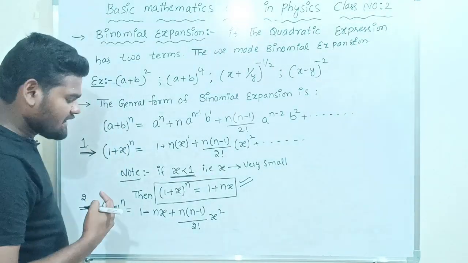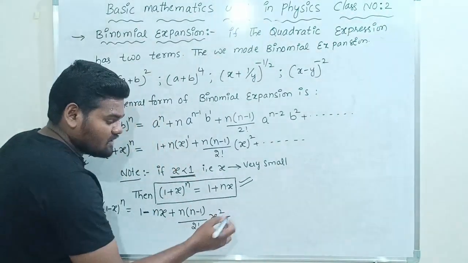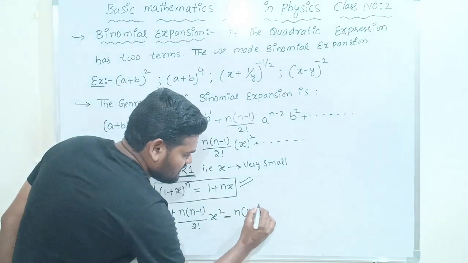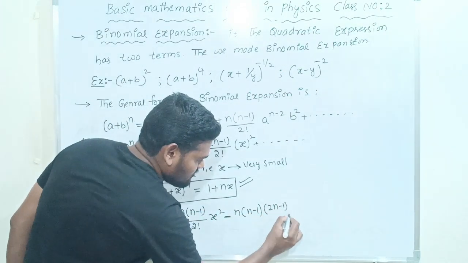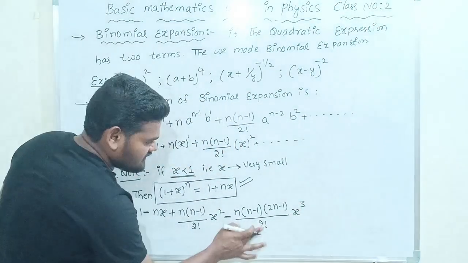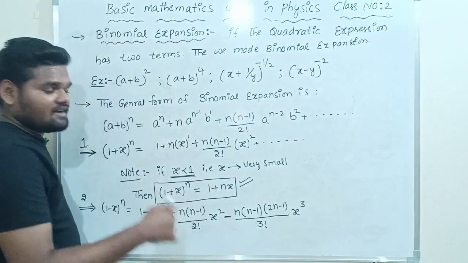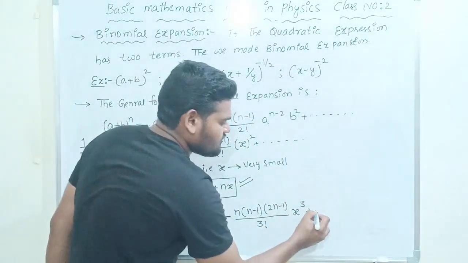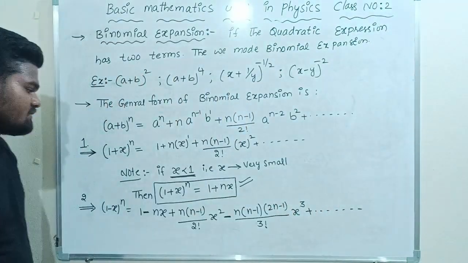What is the next term we will get? x cube. Then we have to place a minus: n into (n minus 1) into (n minus 2) by 3 factorial into x cube. The next term is x to the power of 4. For an even power we place a plus, and so on.